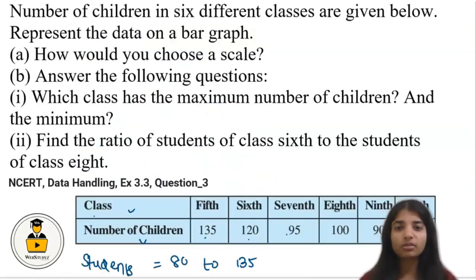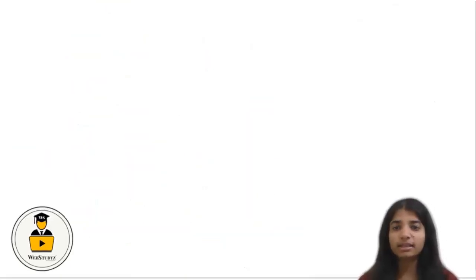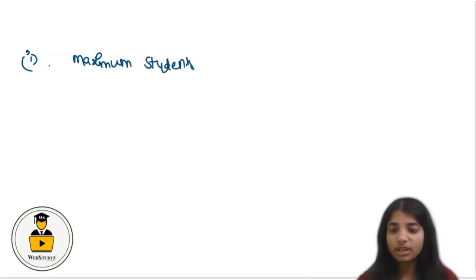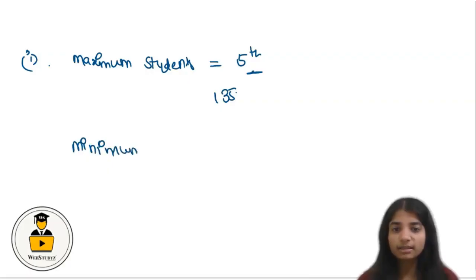Now in part B, we have to answer the question. Which class has the maximum number of students and which has the minimum number of students? From the bar graph, it is clear that there are students from 80 to 135, and the maximum students are 135, which is in class 5th. So we can say that 5th class has the maximum students, which are 135, and the minimum students are 80, which is in class 10th. So this is the answer to part 1.